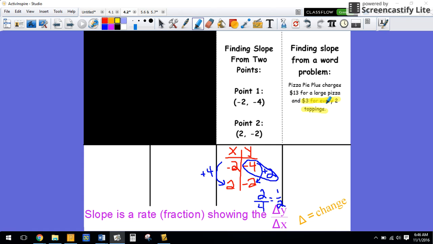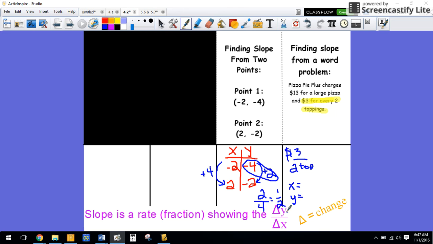So I need to write that as a rate, which needs to be written as a fraction. So I'm going to write out my rate, and I'm going to keep my units on it just so that it helps me to find what my X and Y are. So my $3 and then my 2 toppings, and I'm just going to abbreviate with top. So $3 per 2 toppings. The reason I left my units on there is because we've been asking you guys a lot, what does your X stand for and what does your Y stand for? And in those situations, we're not looking for numbers, we're looking for units.